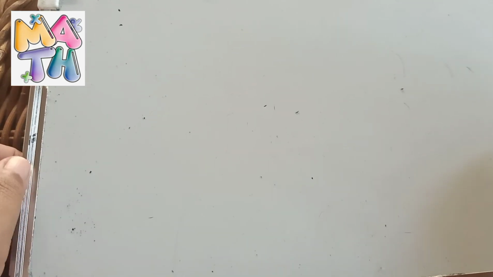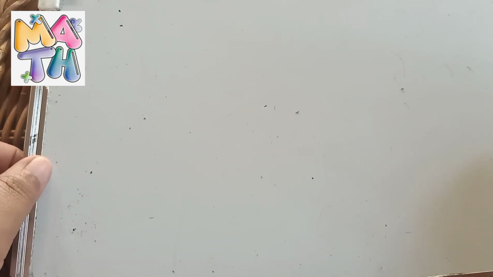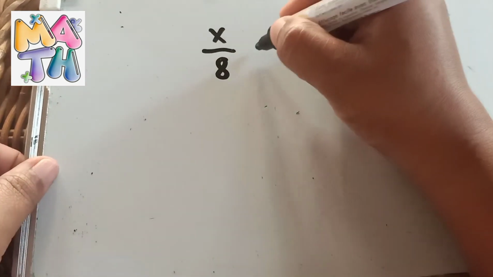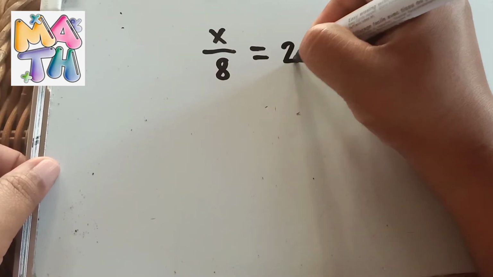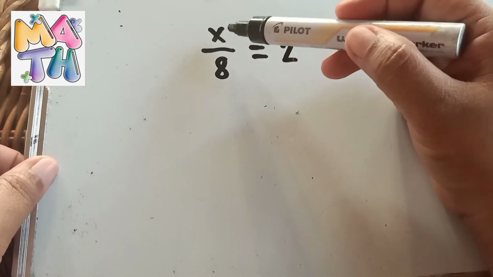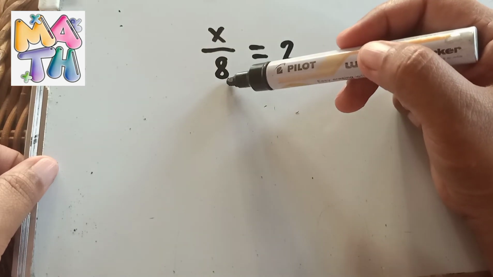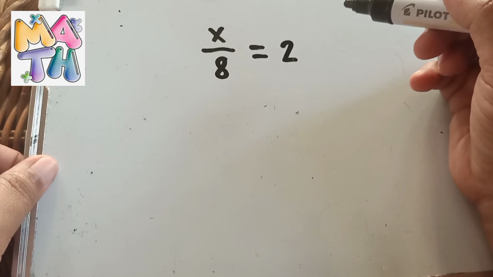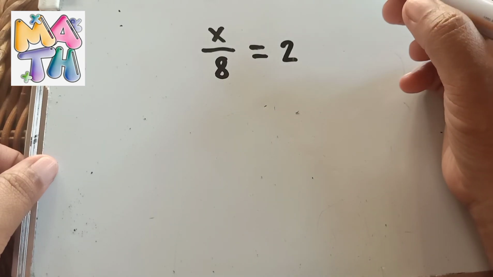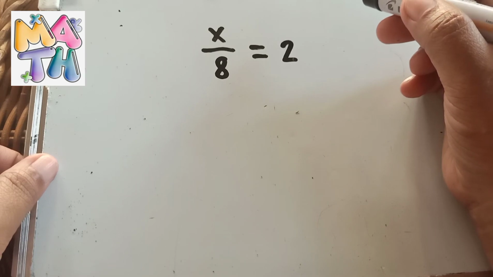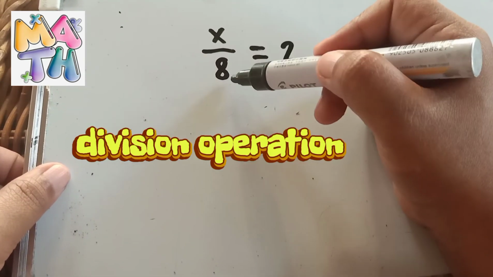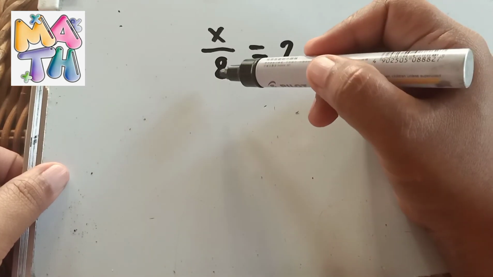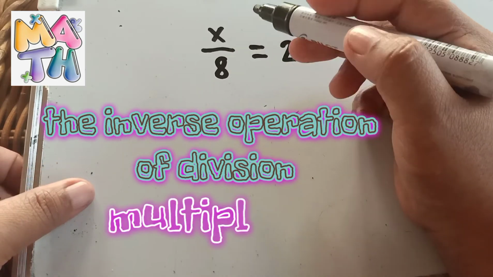So what if division is involved? For example, you have x over 8 is equal to 2. What should be the value of x when it is divided by 8? The answer is 2. I know you already have an answer in mind. I know you are really very smart. But this time we are going to solve it algebraically. Again, the operation involved is division, so we are going to do the reverse. The inverse of division is multiplication.